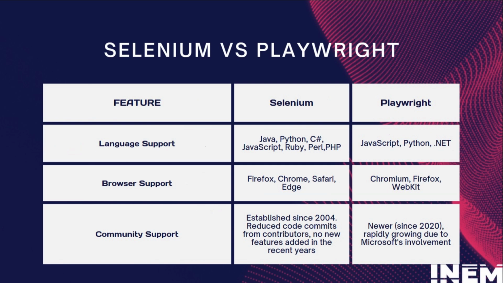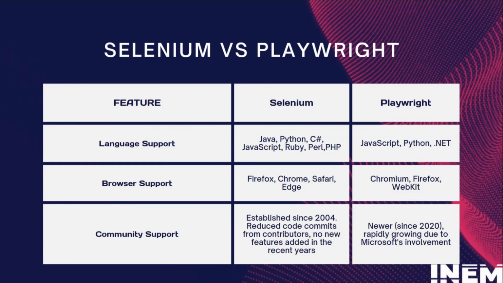Let's pause to evaluate Selenium and Playwright, two major contenders in the field of web automation, by examining key characteristics outlined in this table. First, concerning programming language compatibility, Selenium provides bindings for a wide array of languages including Java, Python, .NET, JavaScript, Ruby, Perl, and PHP. Playwright, conversely, primarily targets JavaScript but also accommodates Python and .NET.